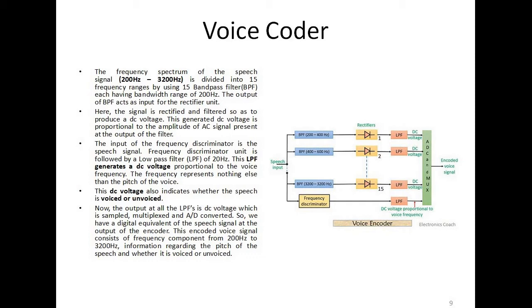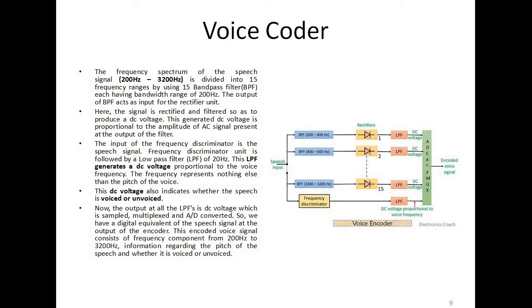The output of each bandpass filter acts as the input for the rectifier unit. Hence, a signal is rectified and filtered so as to produce a DC voltage. This generated DC voltage is proportional to the amplitude of the AC signal present at the output of the filter.